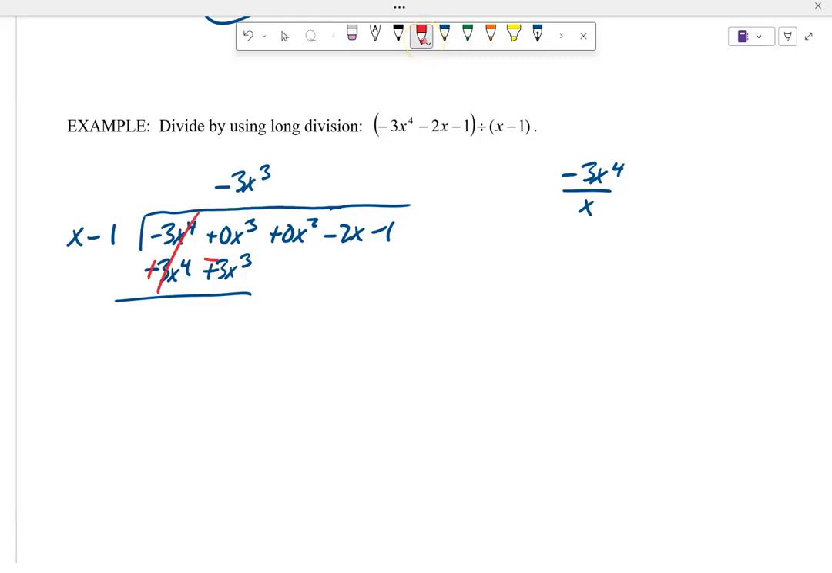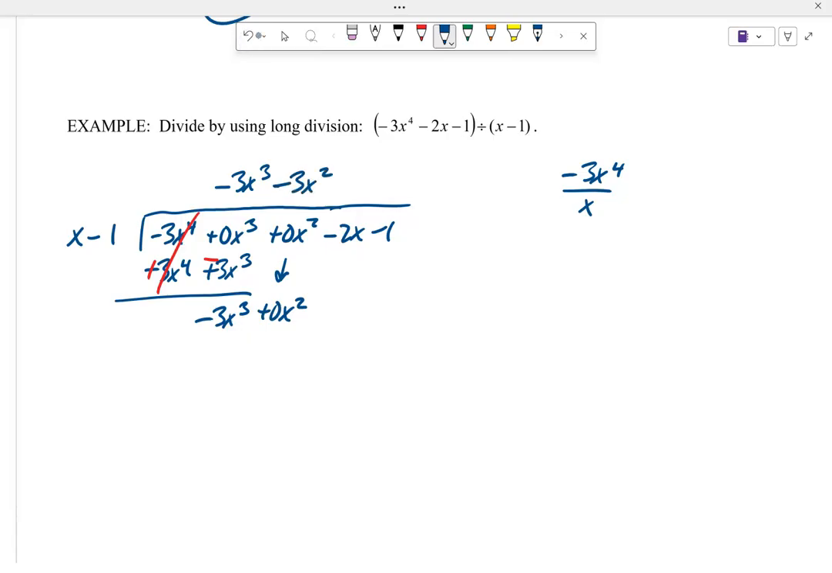So that's going to be gone. Negative 3x to the fourth plus 3x to the fourth, gone. 0x cubed minus 3x cubed, that's a negative 3x cubed. Bring down the 0x squared. And now we're going to match that negative 3x cubed. So what times x gives me negative 3x cubed? And hopefully you say negative 3x squared.